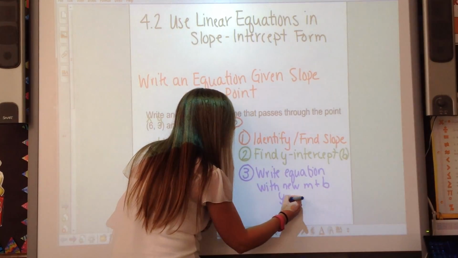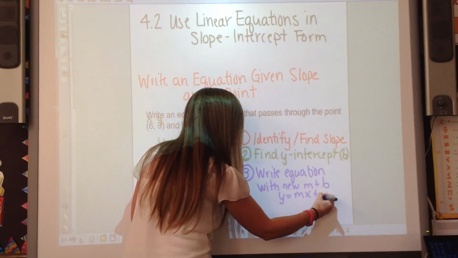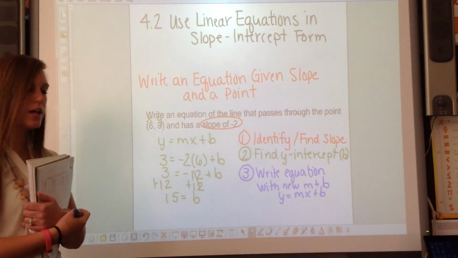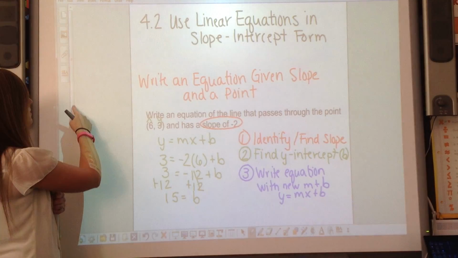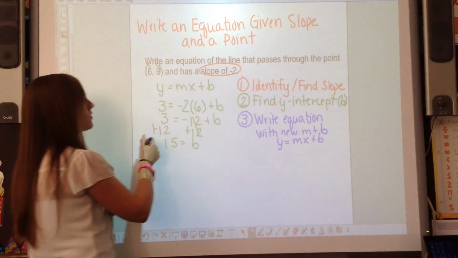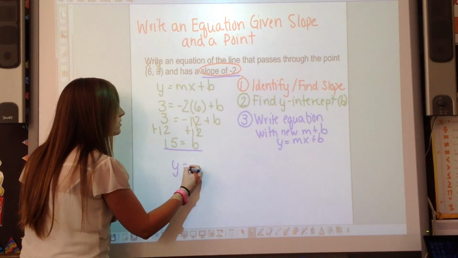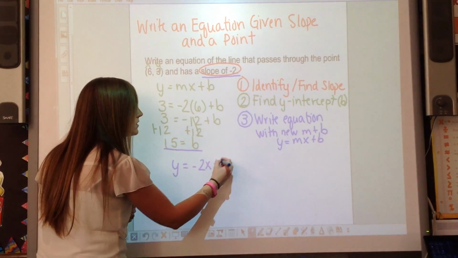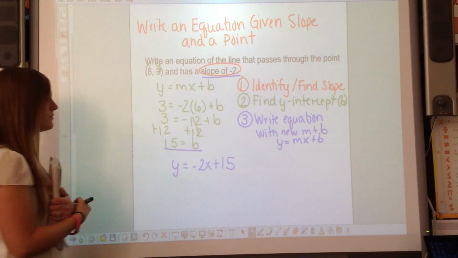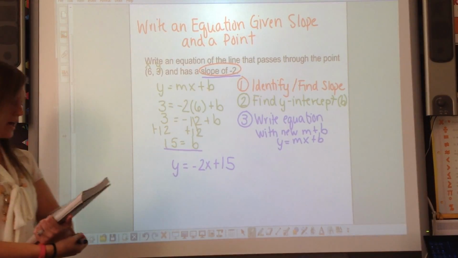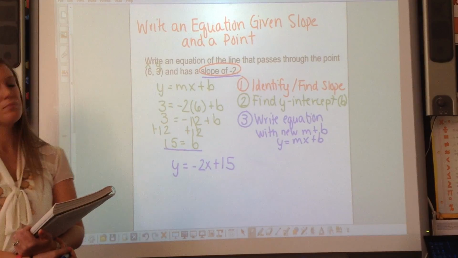Remember, it's going to be in slope-intercept form. M and b are the only letters that you're replacing. So again, I'm going to use this slope and this b. y equals -2x plus 15. I just replaced the m and the b.